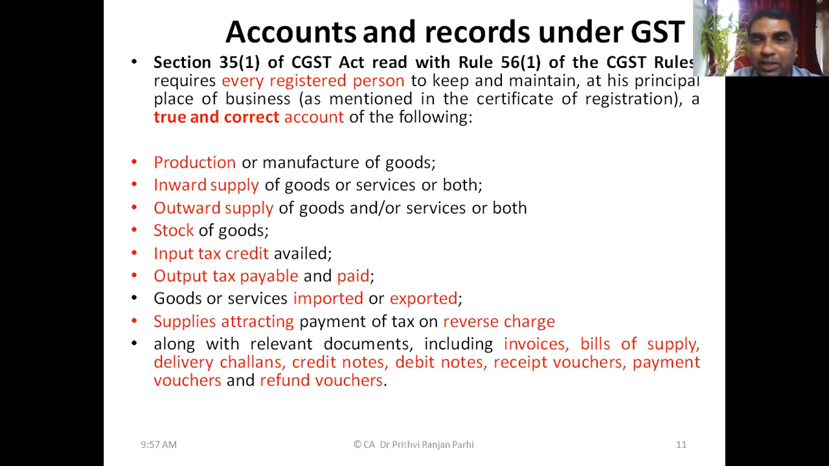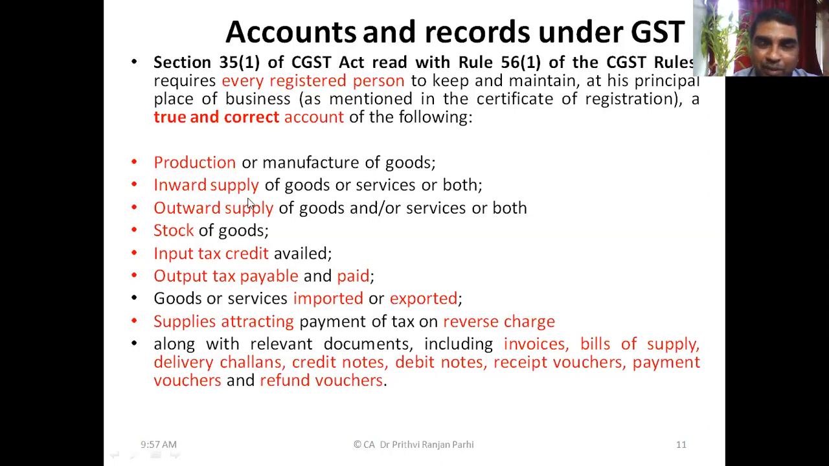But when you are saying true and correct view, we have to understand that the financial statement or these kinds of records contain no errors, whether material or immaterial. That means whether minor or major, there is no error. So we have to do GST accounting in such a way that it should show true and correct account. Understood? That is the difference between regular accounting and GST accounting. And this true and correct account has to be maintained with respect to production.